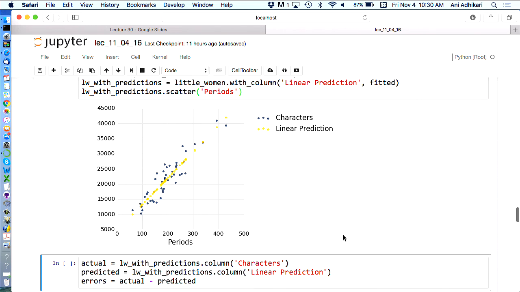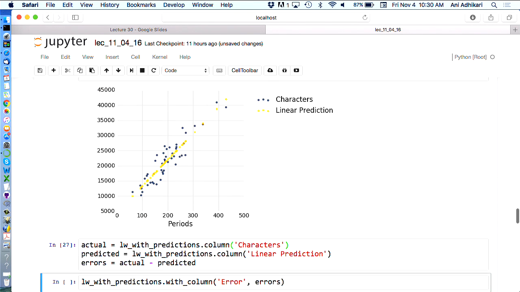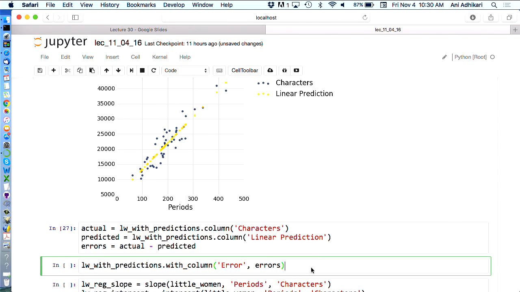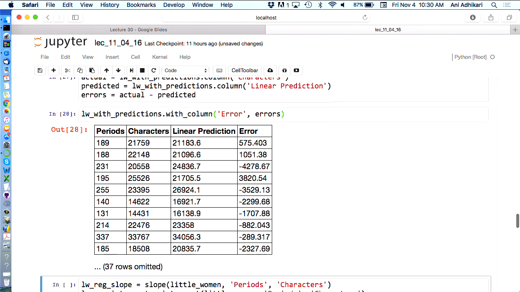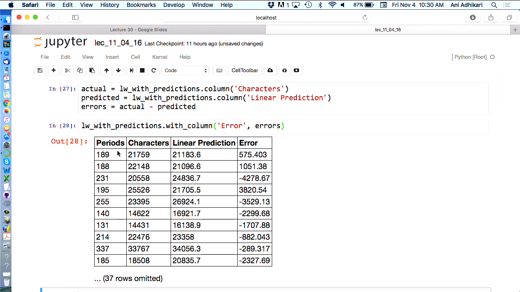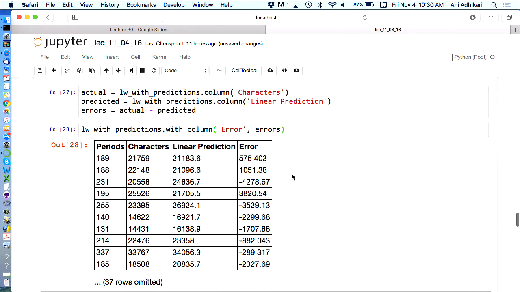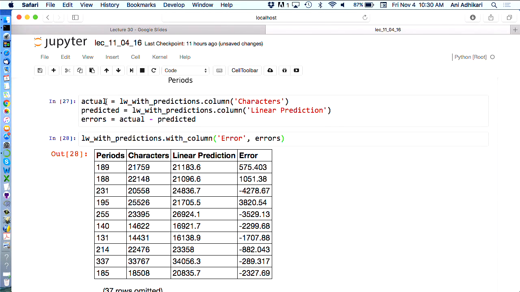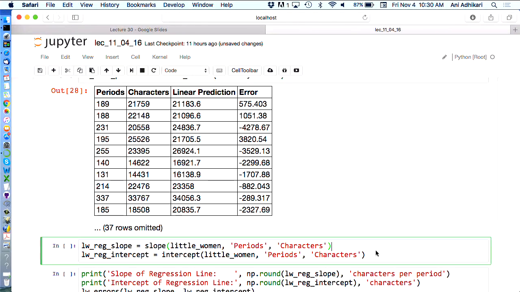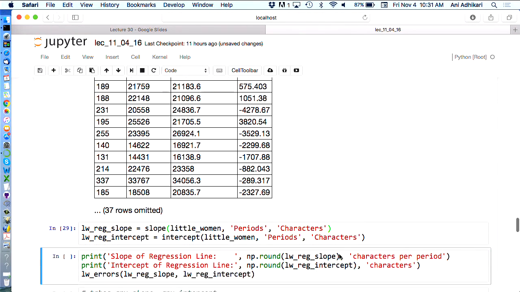And so what we've done is the data, the period, and the characters. Here is our linear prediction. This is the fitted values. And what is this? That's that column minus this column. The error. Yep, so the actual, the predicted, and the errors, actual minus predicted. And I've just tacked it on. And you can see some errors are positive, some errors are negative, and we're going to actually look at these errors. And for this, just to remind us what the slope and intercept were.